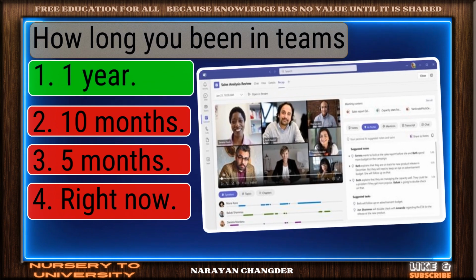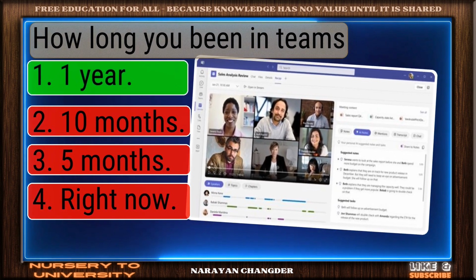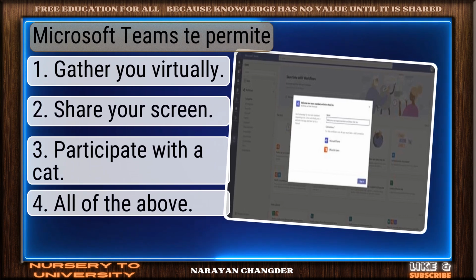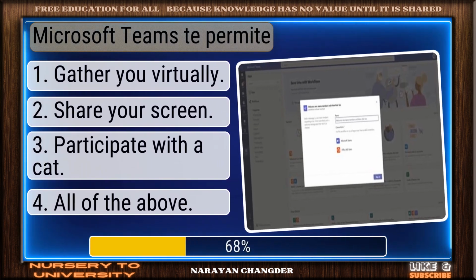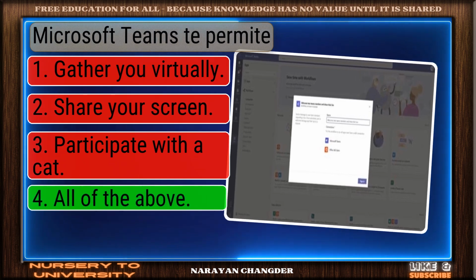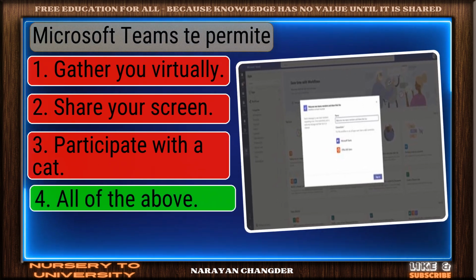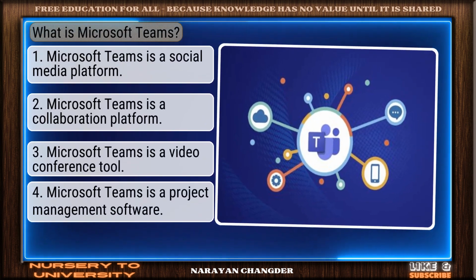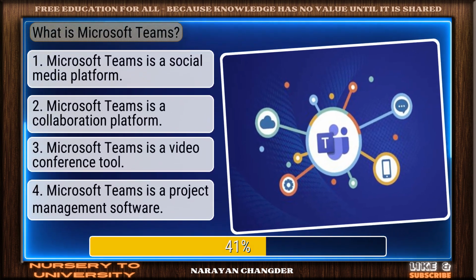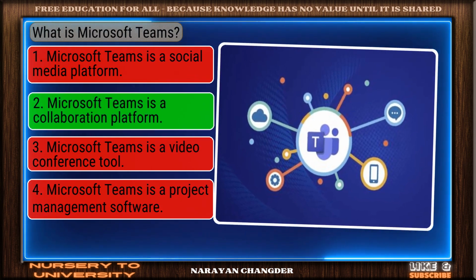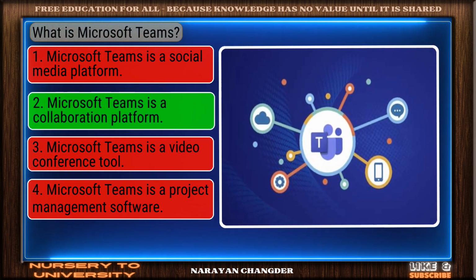Smart pick. 1 year is the correct choice. Question number 77. Microsoft Teams to permit. Correct response. All of the above is the most accurate answer. Question number 78. What is Microsoft Teams? Smart move. Microsoft Teams is a collaboration platform is an accurate answer.